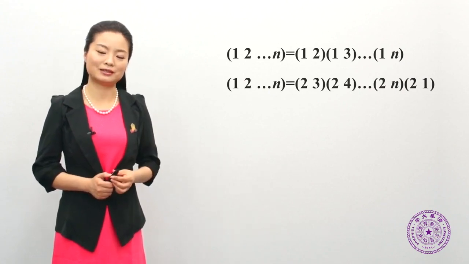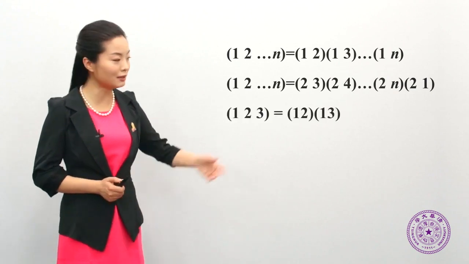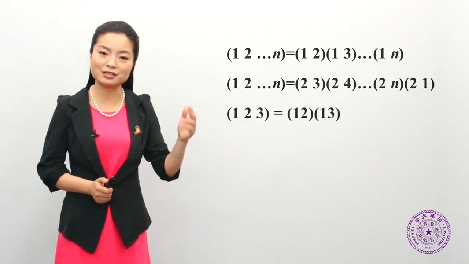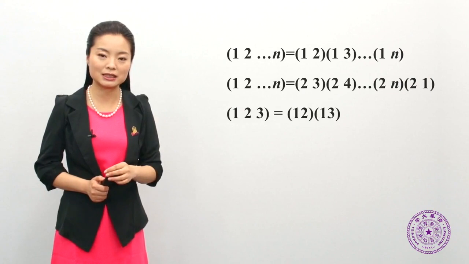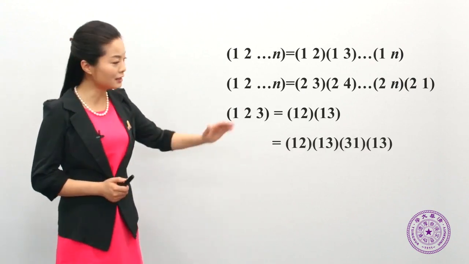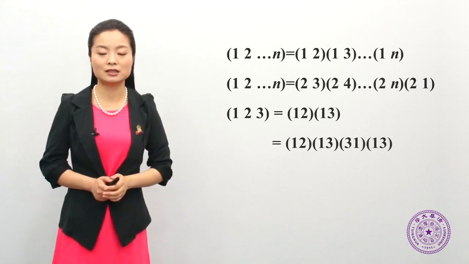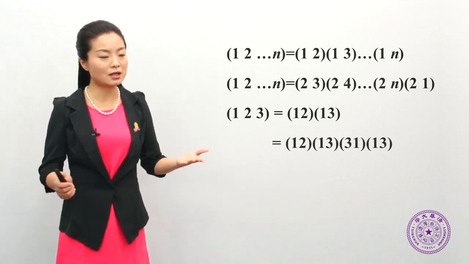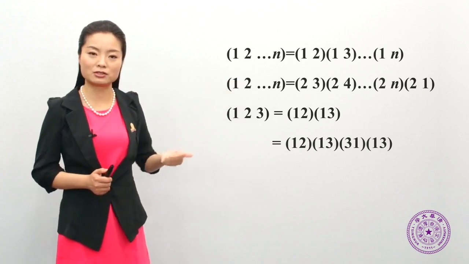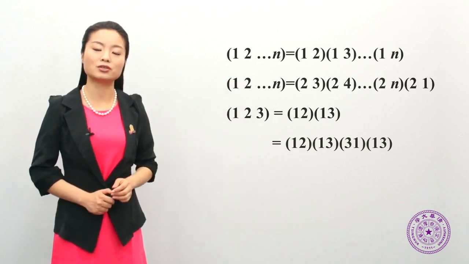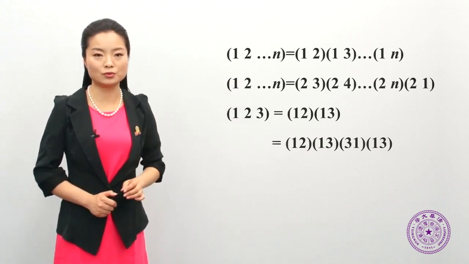Then, do those representations have the same length? Actually, it is not a must. For example, we can see (1, 2, 3). It can be split into (1, 2) multiplied by (1, 3). Of course, we can also have a longer one. It is equal to (1, 2) multiplied by (3, 3), then again multiplied by (1, 3)(3, 1). It means that it corresponds to different kinds of swap representations.